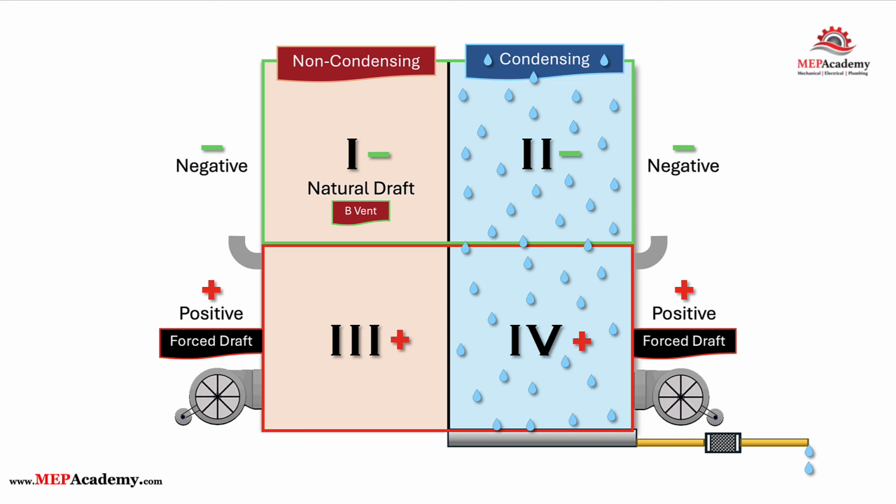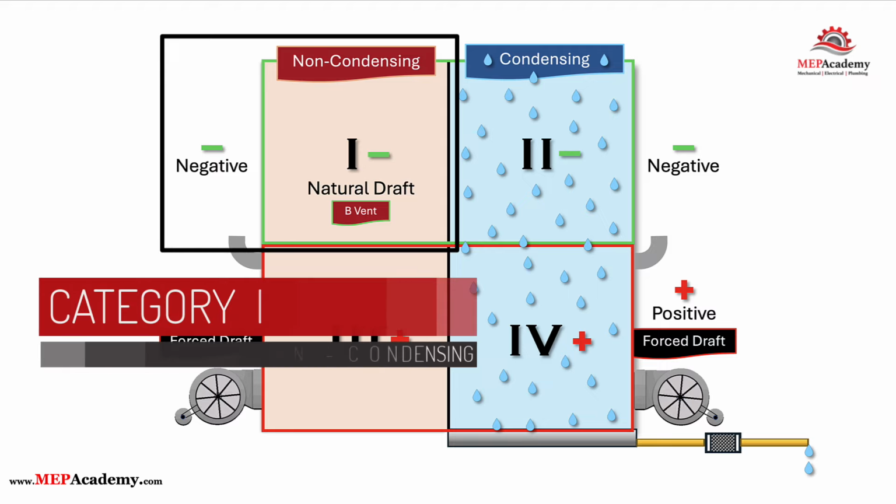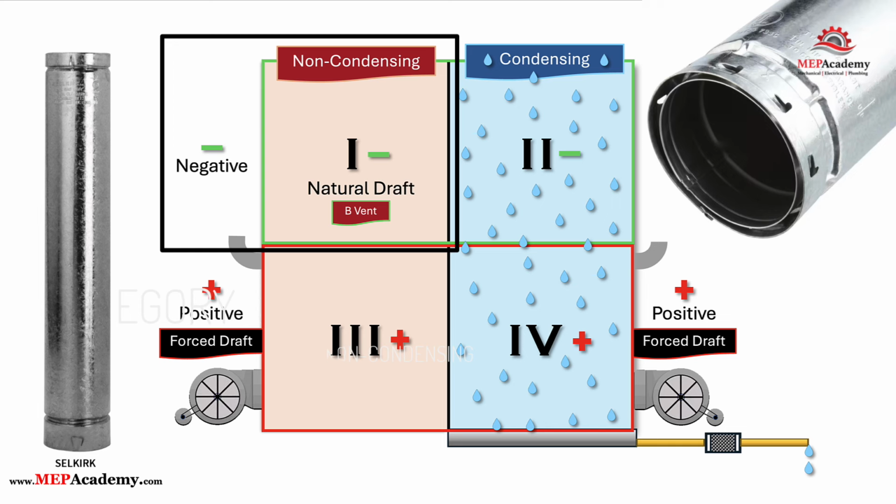Vent chart. Here we put together a simple vent chart to help you envision the requirements. Category 1. The most used vent category is Category 1, which is where you might find the use of Type B vent materials. This is considered a non-condensing, negative pressure or negative draft system. Since the products of combustion are hot enough to stay above the dew point temperature, there should be no condensate.